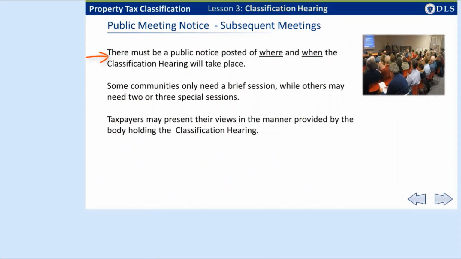There must be a public notice posted of where and when the classification hearing will take place. While some communities only need a brief session, others may schedule 2 or 3 special sessions. It depends on the complexity of the options to be decided in the community. Taxpayers may present their views in a manner provided by the body holding the classification hearing.